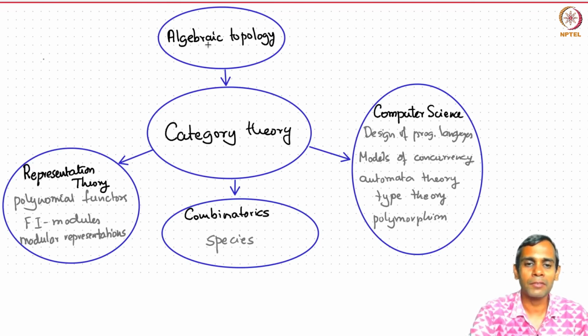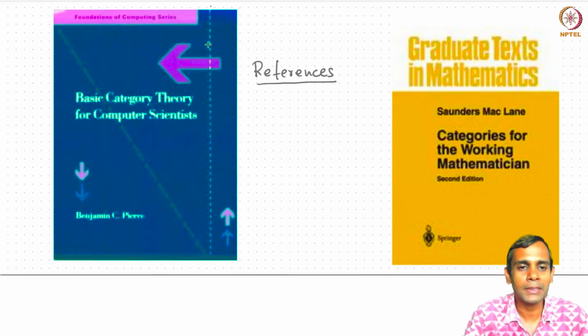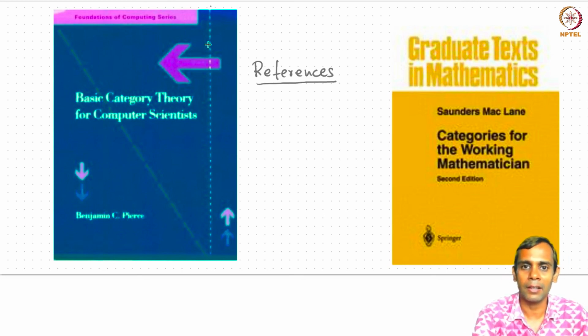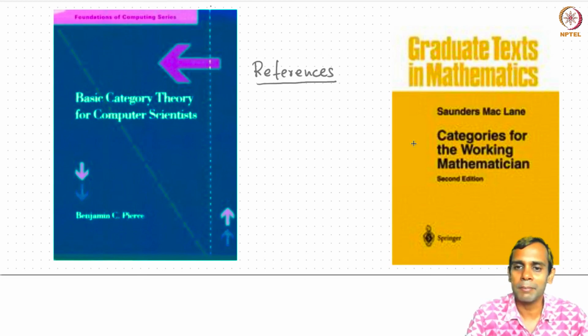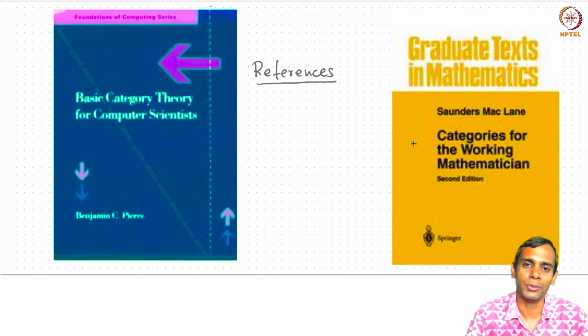In fact, for this part of the course, I'm going to use as a main reference a book which is written for computer scientists. It's called Basic Category Theory for Computer Scientists, and it's by Benjamin C. Pierce. It's published by MIT Press in the Foundations of Computing series. The classical textbook for category theory, which I used when I was learning the subject, is by Saunders Mac Lane. It's called Categories for the Working Mathematician. It might be worth taking a look at that as well if you're able to do so.